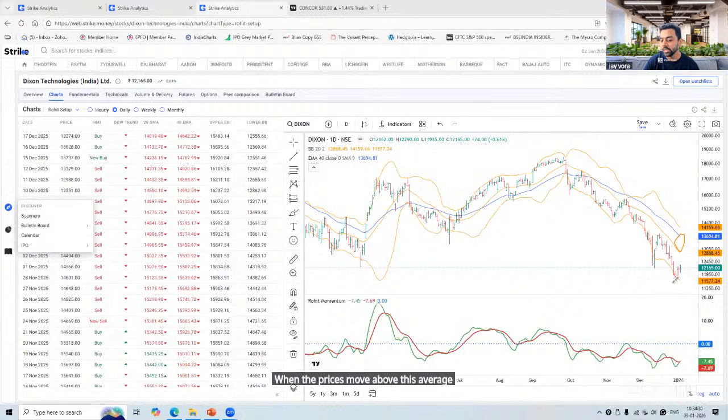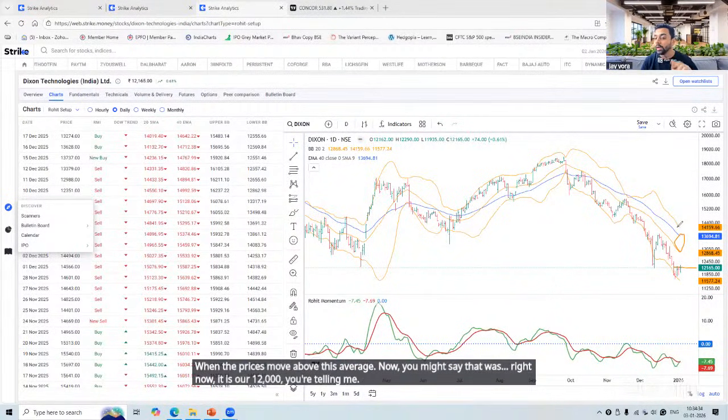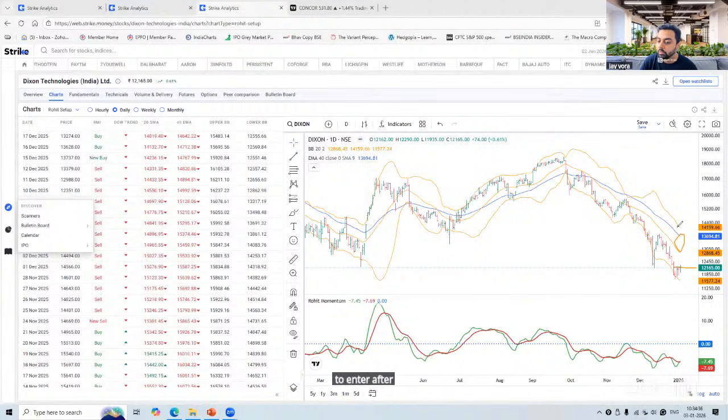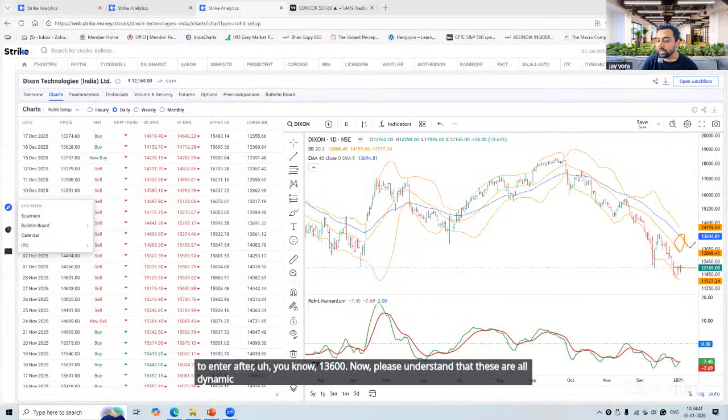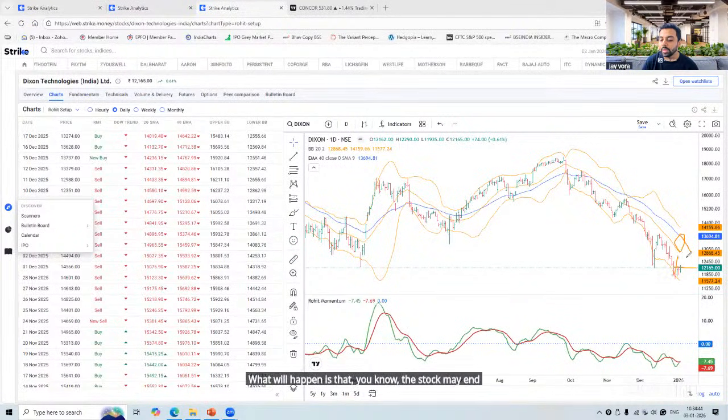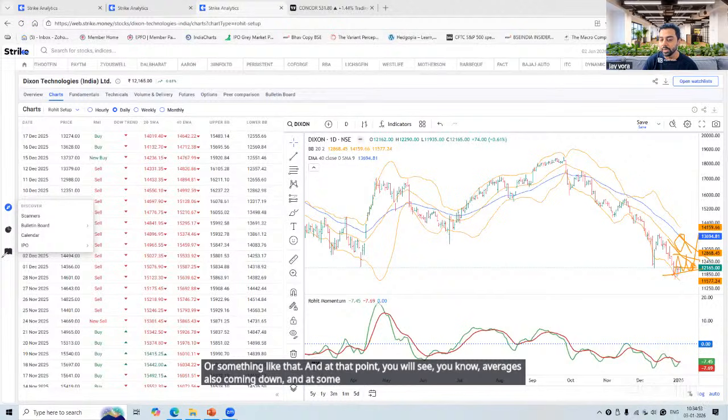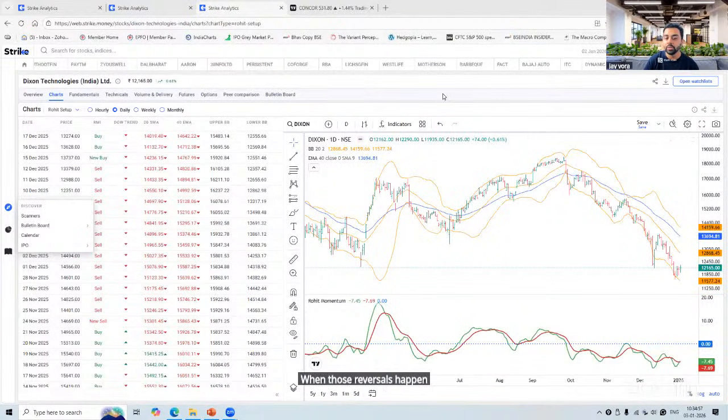Now you might say, boss, right now it is at 12,000, and you're telling me to enter after 13,600. Please understand that these are all dynamic levels. It will keep coming down. What will happen is that the stock may end up forming a base or something like that, and at that point you will see the average also coming down, and at some point you will end up getting those reversals. When those reversals happen, it is usually very rewarding.